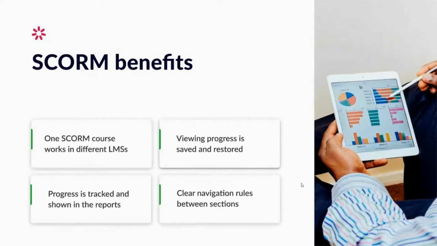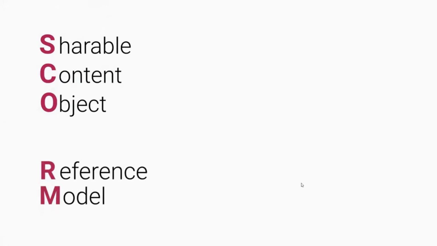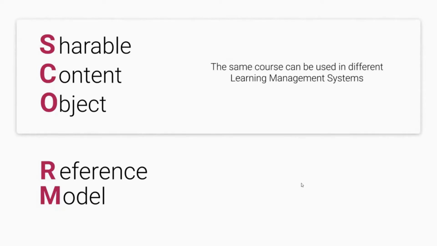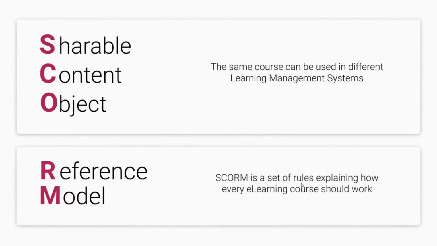To better understand what the SCORM format is, let's see what this acronym stands for. SCO is a Shareable Content Object. RM is a Reference Model. Shareable content object means that SCORM is a course that can be used in different SCORM-compliant learning management systems. Reference model means that SCORM is a standard, in other words, a set of rules explaining how every e-learning course should work and interact with an LMS.